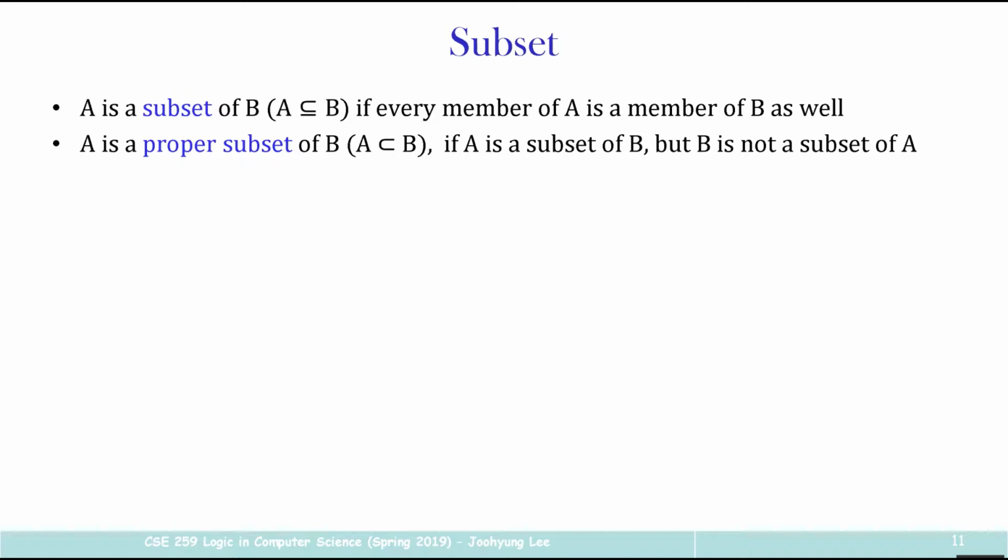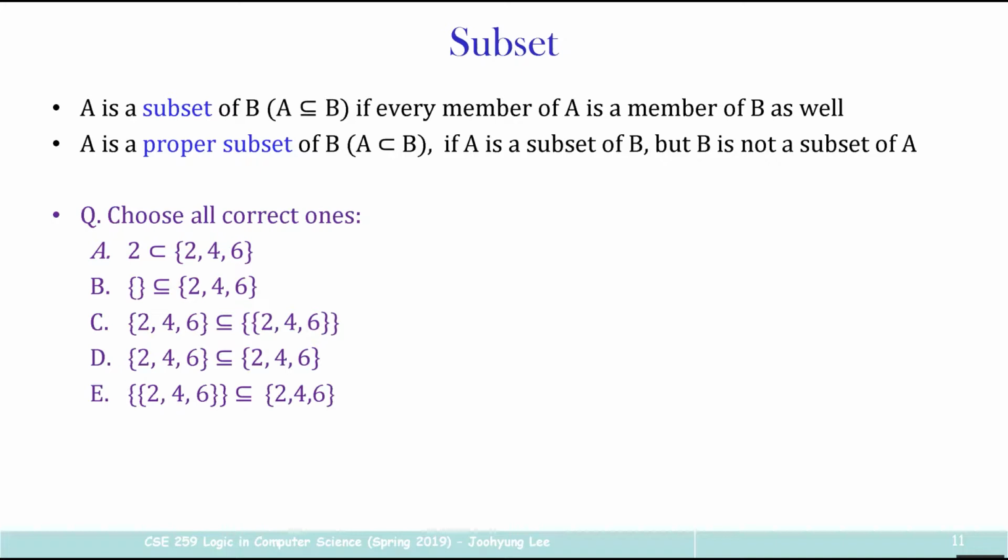So in order to distinguish that with A is smaller than B, we say A is a proper subset of B if A is a subset of B, but A is not equal to B. Okay? Or you can say B is not a subset of A. Okay? So now if you look at this, let's actually go one by one together. If the A, is it true or false? True or false? 2 is a subset of 2, 4, 6. False.